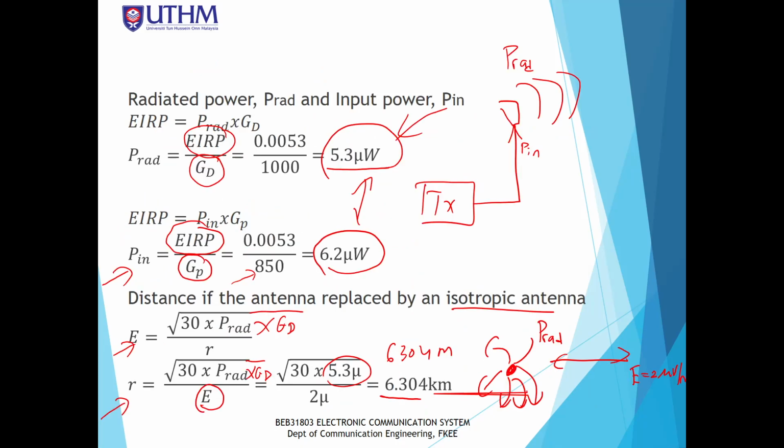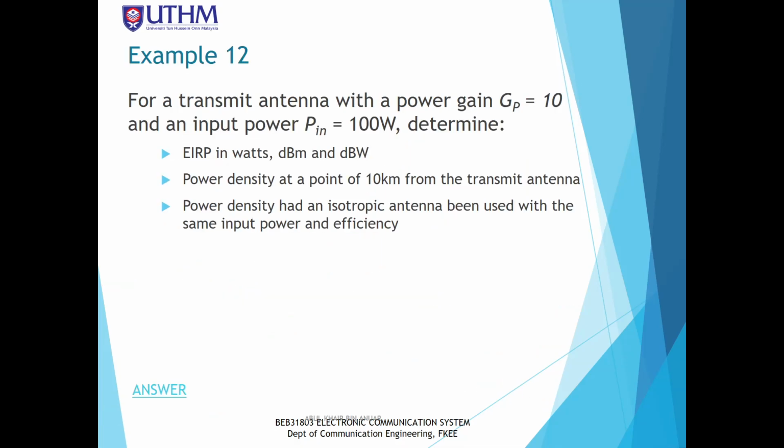Okay, so now do you see the difference? So this difference is mainly due to the gain factor, disebabkan oleh faktor gain. Okay, perbezaan ini disebabkan oleh faktor gain. The higher the gain, the higher would be the E field, the higher would be the EIRP. Okay, so in this case, actually, the good thing is if we use the parabolic antenna. Kalau kita gunakan parabolic antenna, lagi baik kerana dia punya E field lebih besar.